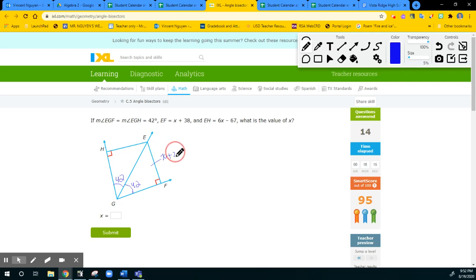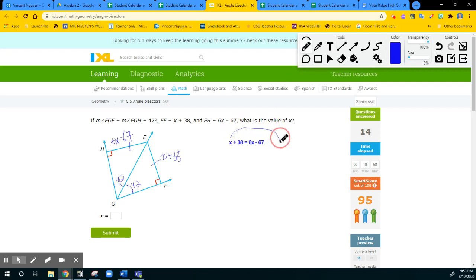As you can see, when you do this kind of problem, make sure you label your picture so that you know which segment is which. EH is right here, and that is equal to this one, 6x minus 67. So now we can set up the equation where this segment is equal to that segment, right? Easy peasy again. So x plus 38 equals 6x minus 67. This is why your algebra equation solving skills are very useful in geometry, because you're going to be solving equations all the time.